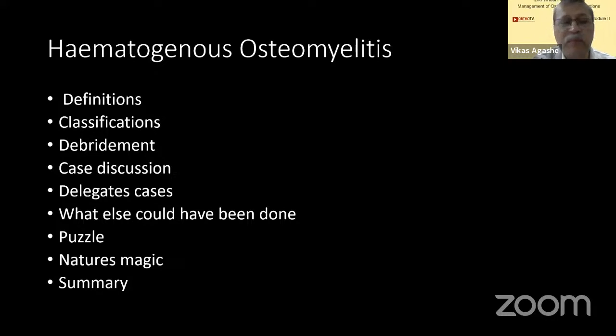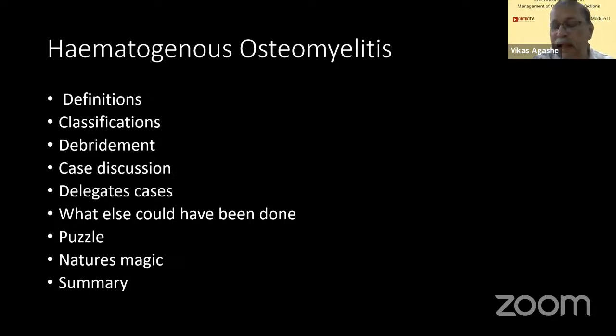So the first thing would be, of course, definitions, classifications, and quite a bit about debridement. Then there would be a case discussion related to the concept of appropriate debridement. Then we will have delegates' cases. Dr. Aditya Menon had already suggested that people who have posted cases on the group can make presentations.